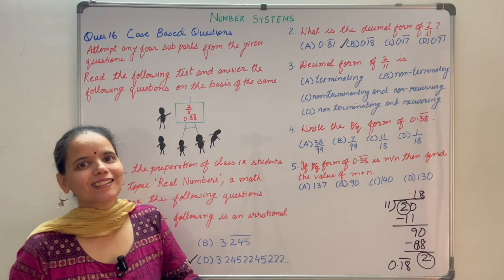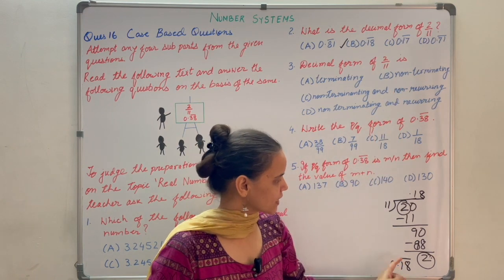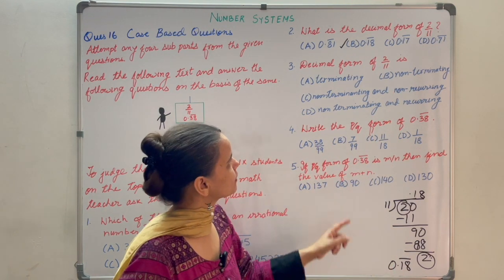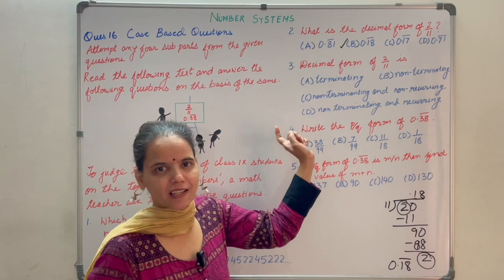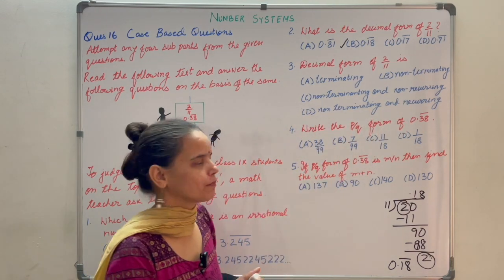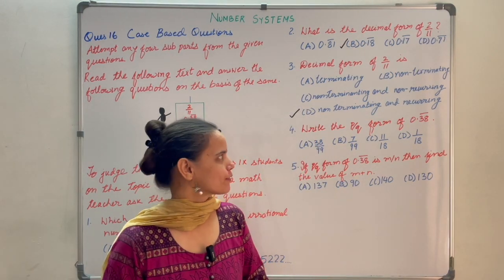Now let us discuss the third question. Decimal form of 2 by 11 is, you can clearly see that this is non-terminating repeating. So that option you will find it here in D. So non-terminating and recurring. So you can put a tick mark for D option.